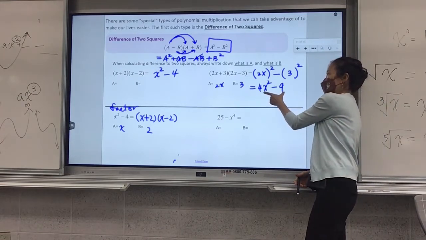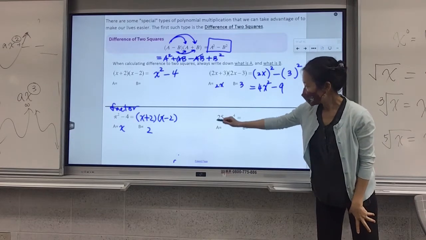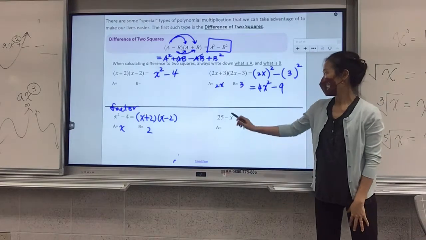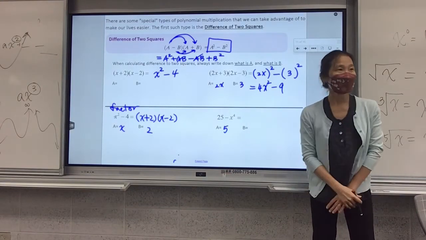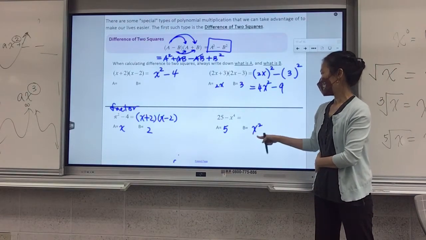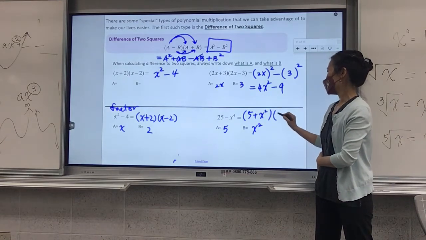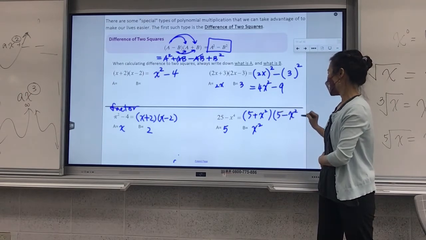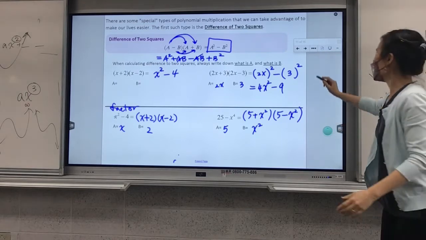Difference of perfect squares, you should be able to factor back. Now, is this the pattern of difference of squares? This is a perfect square, so 5 squared. And what is the base of x squared? So it's going to be 5 plus x squared times 5 minus x squared. Everybody okay with this? Move on.